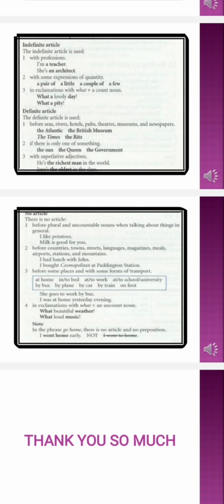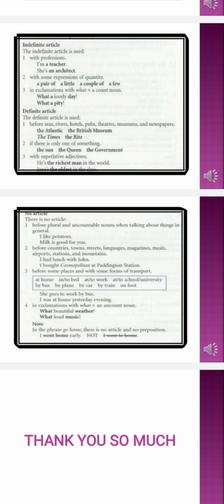Number 2, before countries, towns, streets, languages, magazines, meals, airports, stations, and mountains. For example, I had lunch with John. I bought Cosmopolitan at Paddington Station.